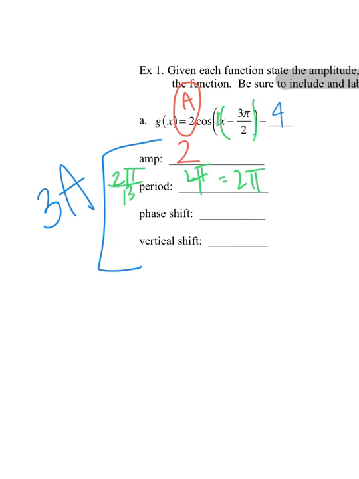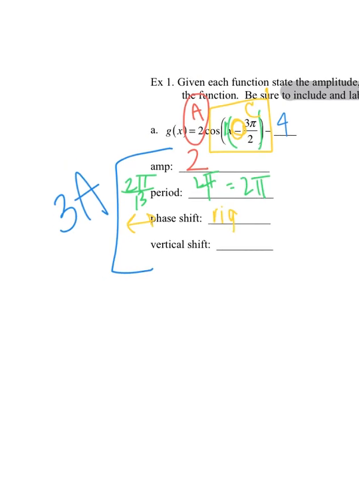My phase shift, this tells me where I am moving left and right, and this will come from my C value, and it's in our X box. So since I see a minus 3 pi over 2, I know X box opposite, it's the inverse operation. I'm really going to the right 3 pi over 2.